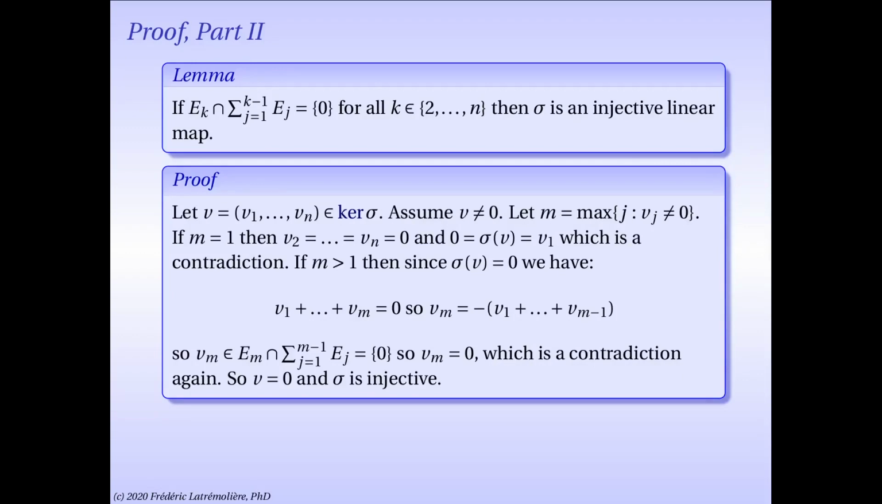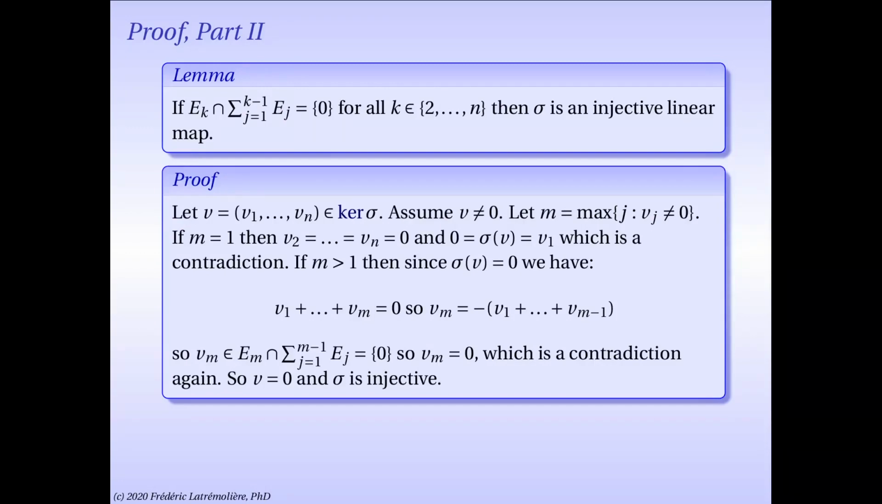So if v is not 0, that means that there is at least one of those v1, v2, etc., vn, which is not 0. What I'm going to do is take the max index where I can find a non-zero vector in v. So for instance, if v is a non-zero vector followed by non-zero vectors and a 0, then a non-zero vector, and then a bunch of zeros, then m would be 4. So we're going to prove that something goes wrong no matter what m is.